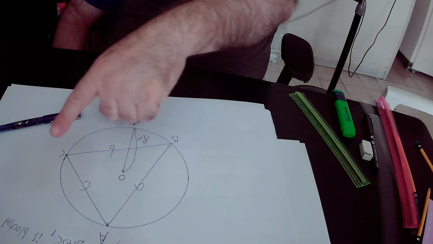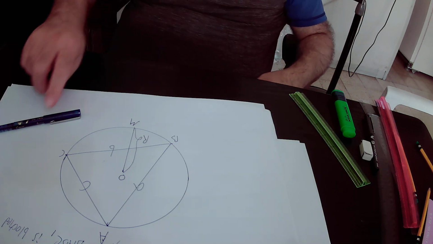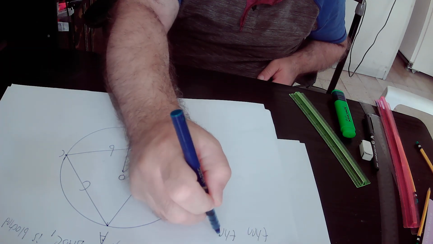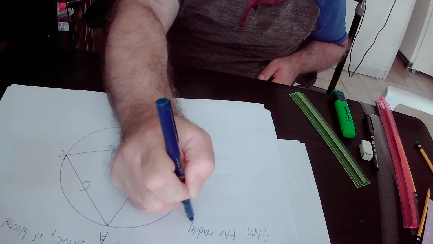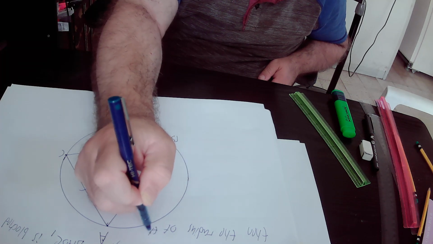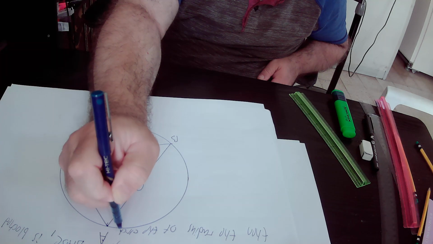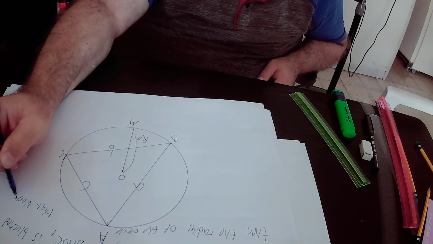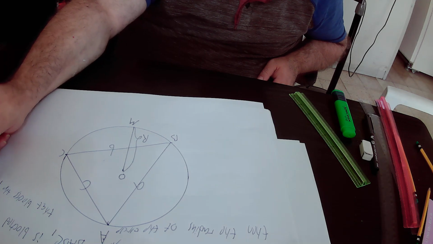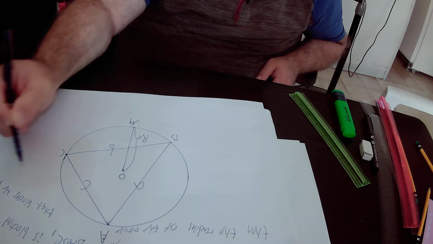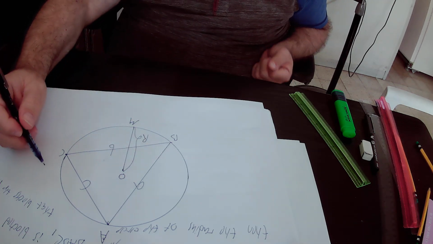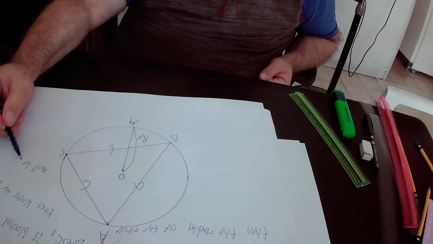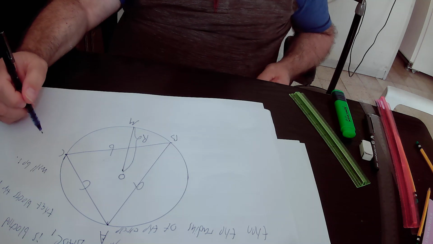So if a triangle ABC is blocked by a circle, like in this drawing, this circle blocks triangle ABC, then the radius of the circle that blocks the triangle will be according to the following formula.